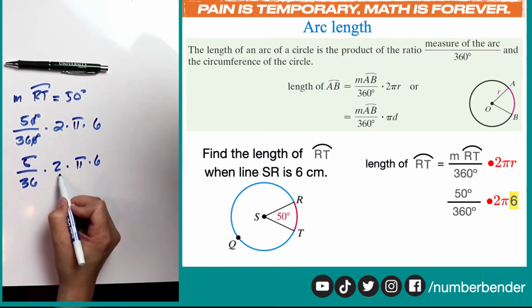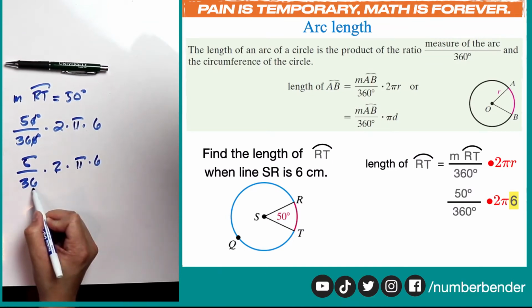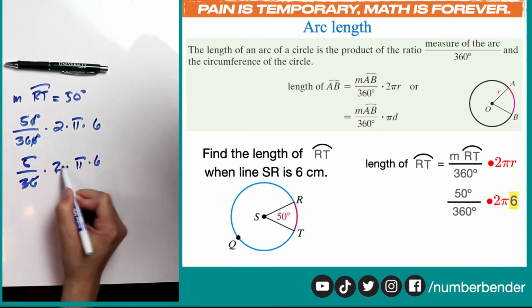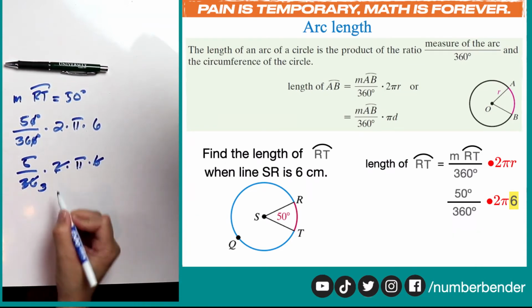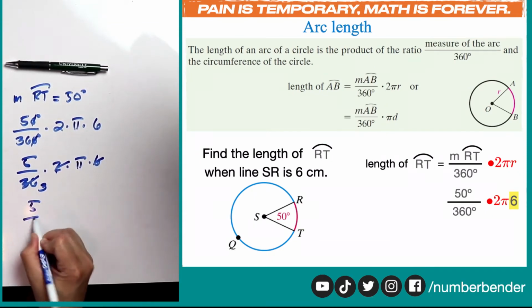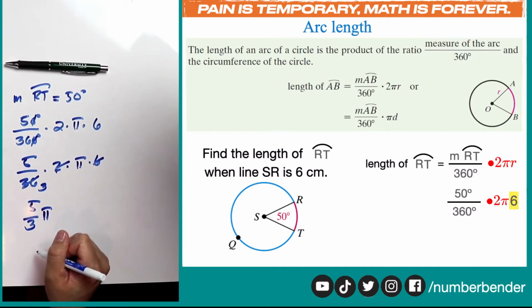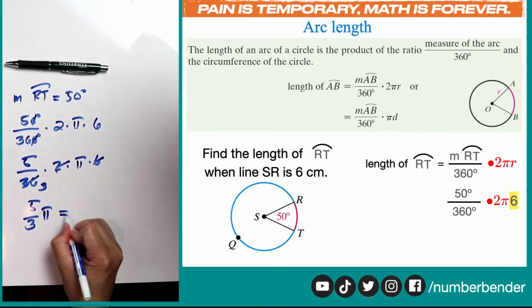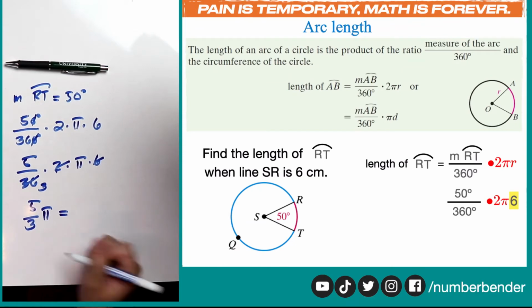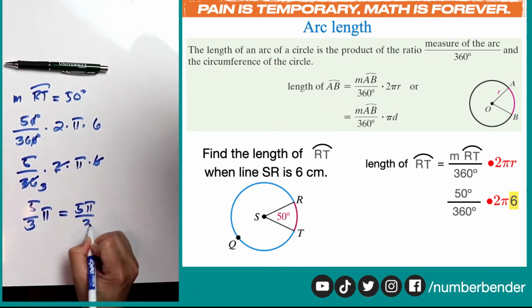And we know that 2 times 6 is equal to 12. And we also know that there will be 3 12s in 36. So that means we can cancel this and we will have 3 in our denominator. So we'll have 5 pi all over 3 as the measurement of arc length RT, and this can also be written in some textbooks as 5 pi all over 3.